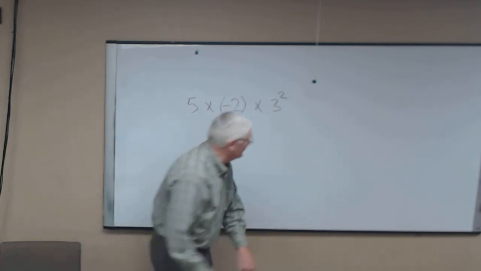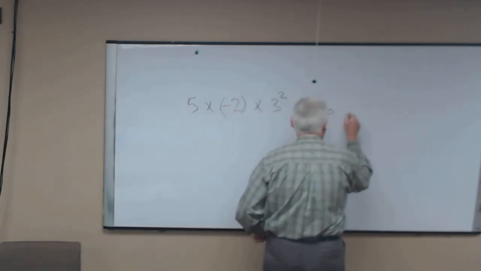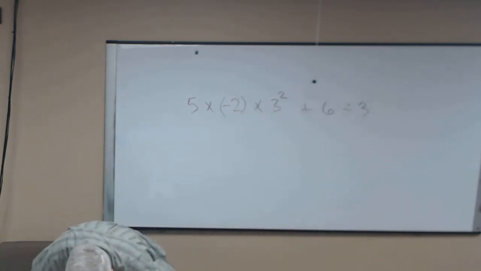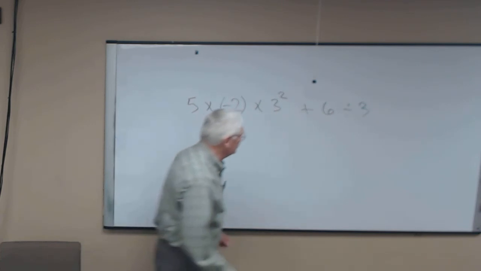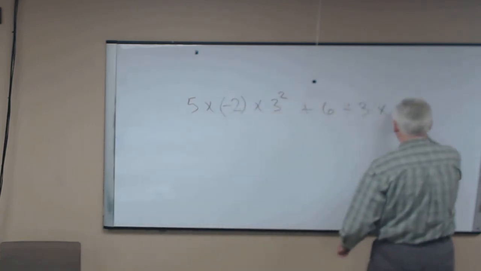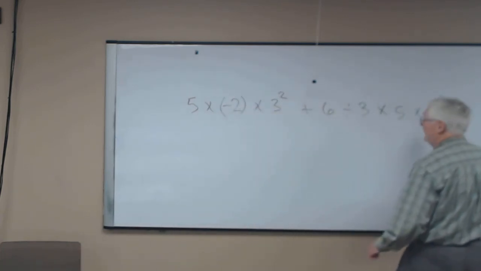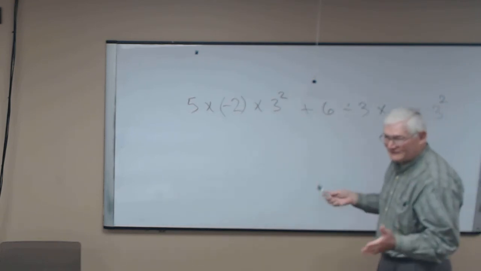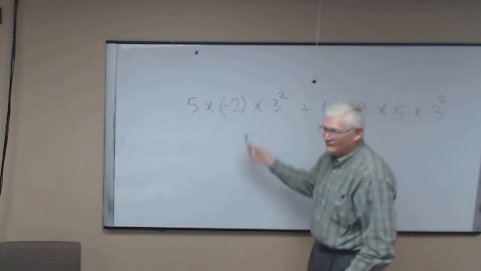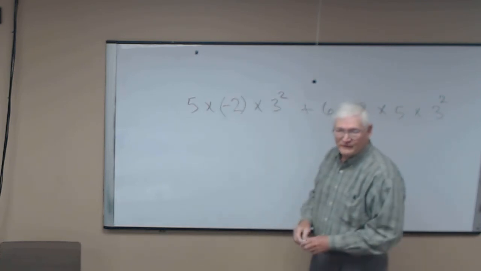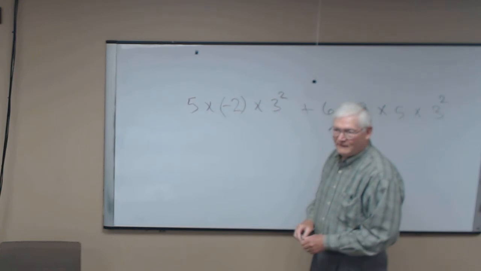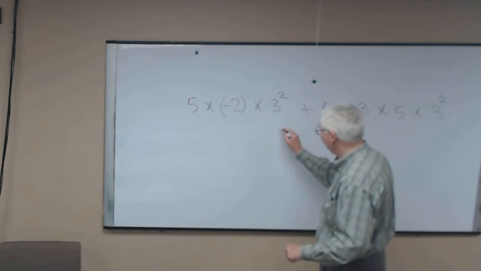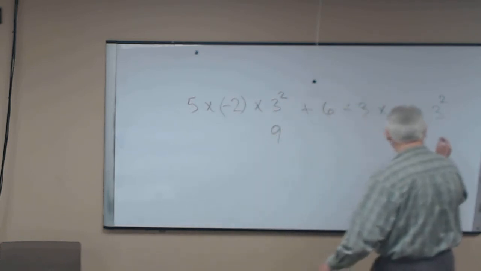Plus 6 divided by 3. And then what? Times 5 times 3 to the second. So what's the first thing we do? Parentheses. You say, yeah, but there's nothing to do here. It's just negative 2. Okay. Then what's the next thing we do? Exponents. Please excuse. Exponents. 3 squared is 9.